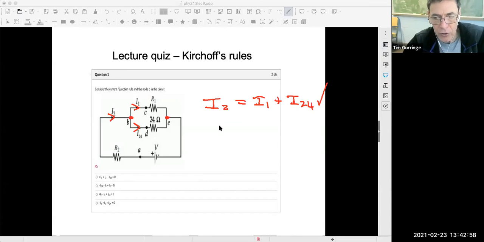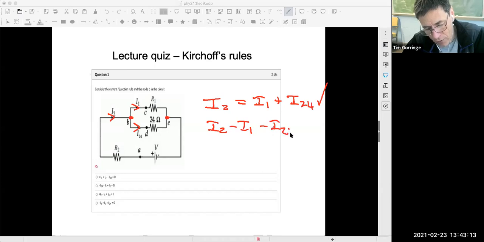But there's lots of ways you could write the answer to this problem. And that was kind of the purpose of this problem. So you could also write it that I2 minus I1 minus I24 add up to 0, right? That's a way of writing it in which the currents flowing in have a plus sign, currents flowing out have a minus sign. So again, the net current in or out must add up to 0. And so that would be a perfectly correct answer to this problem.